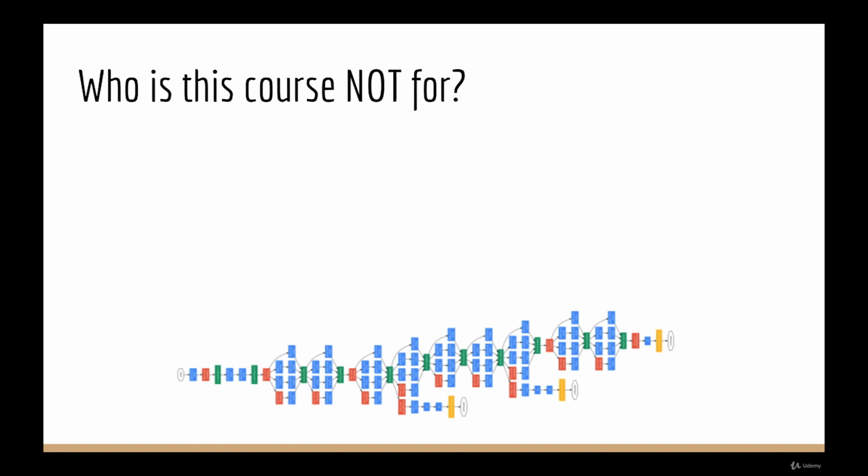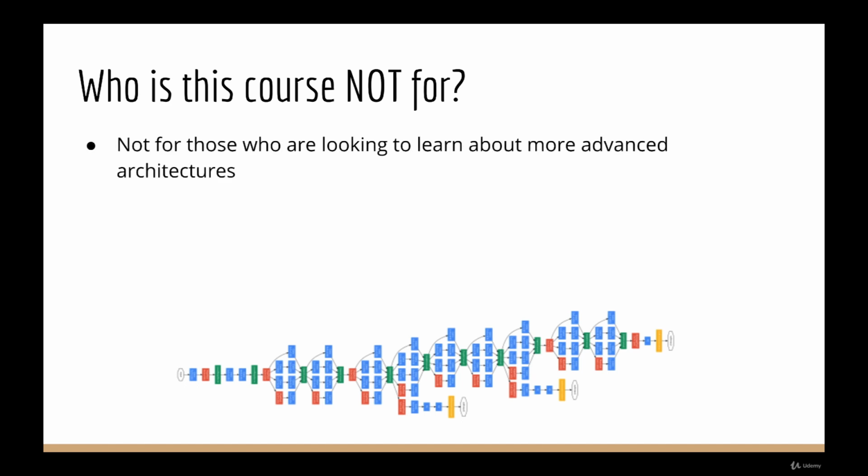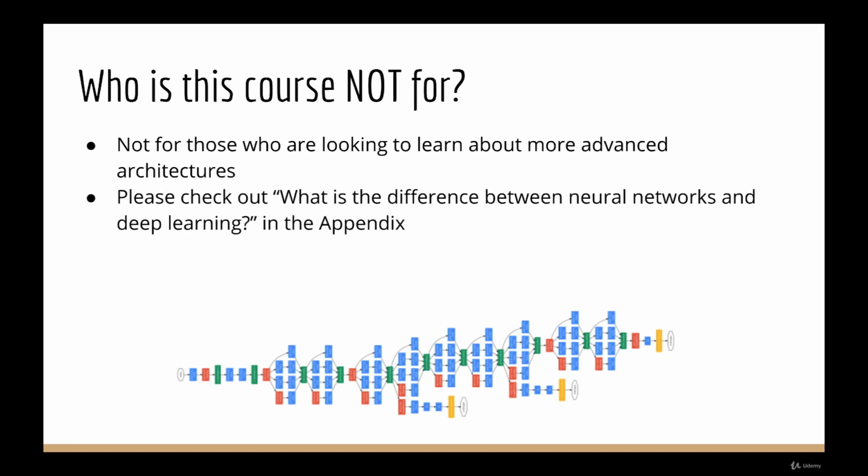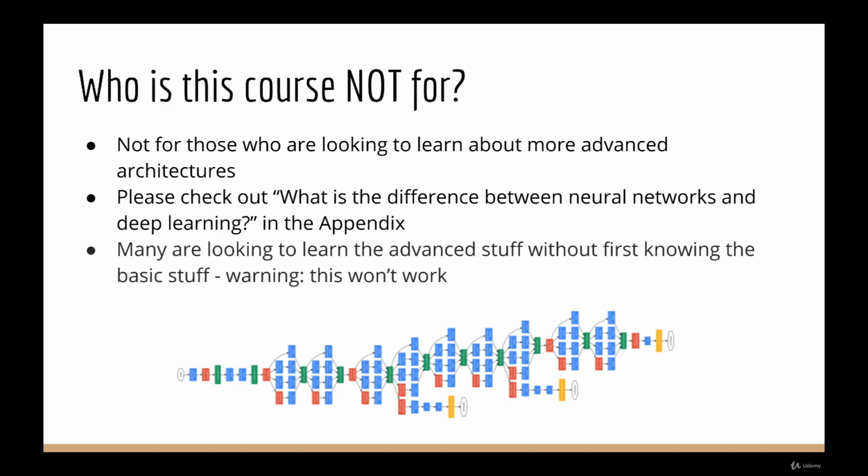Another group of people who this course is not for are people who are looking to learn about more advanced architectures. If this is you, and you don't believe that backpropagation is part of deep learning, or you have limited understanding about the differences and similarities between neural networks and deep learning, please check out the lecture, What is the Difference Between Neural Networks and Deep Learning, in the appendix. This lecture was made just for you. What I find is common about this group is that they are not actually more advanced or have more advanced knowledge. They just want to learn about the most advanced architectures, but without knowing how the basics work. And that's probably why they are confused in the first place.